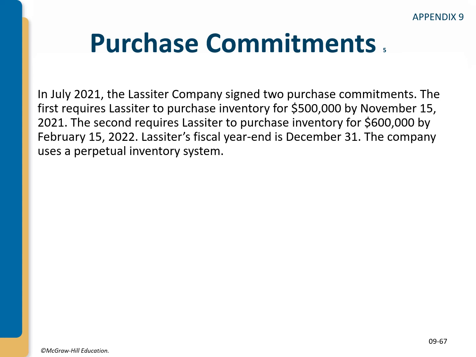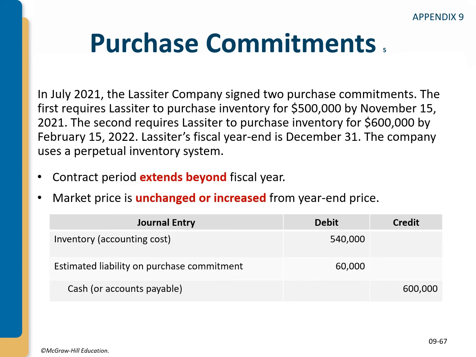Now, what happens when they actually occur? Let's say that the inventory does end up staying at a market price of $540,000 on February 15th. Well, we wouldn't record the loss in 2022 because the loss actually occurred last year on our purchase commitment. So we would credit cash for $600,000, debit our inventory for $540,000, and then debit that liability on purchase commitment. We don't debit a loss again, you already did. And because the loss occurred last year, we properly recorded it last year.